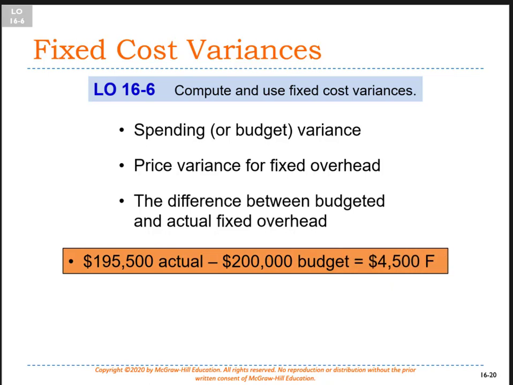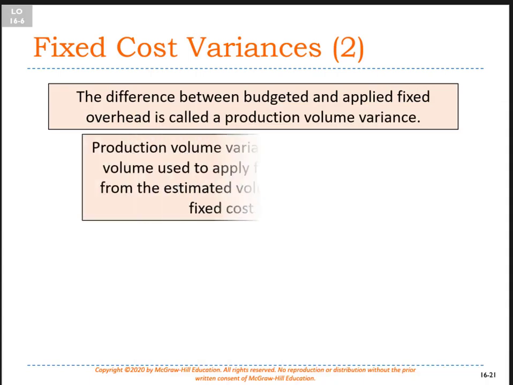Fixed are actually even more simplistic, okay, because fixed costs are not affected by the volume, right? So the first variance we're calculating, we're just going to compare what we actually spent on our fixed overhead with the budget. Okay? $4,500 favorable. Sometimes referred to as a spending or budget variance, whatever you want to call it. Okay? It was less than what we planned, so it must be favorable.